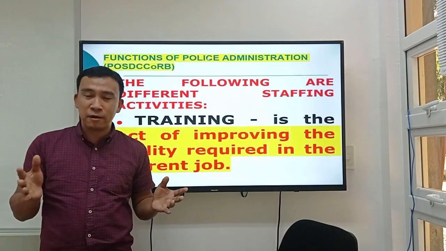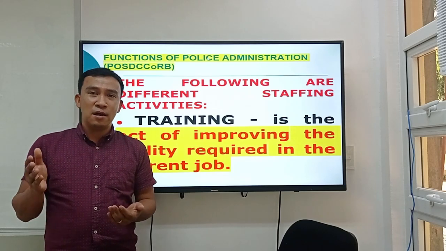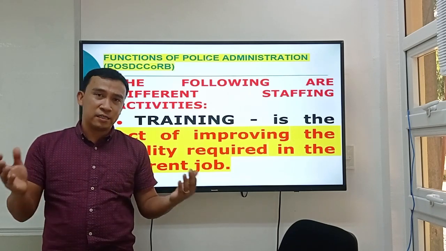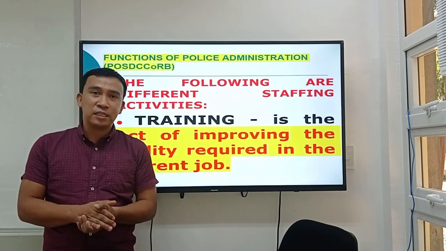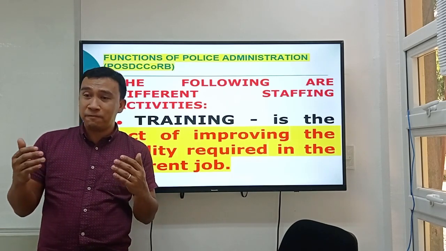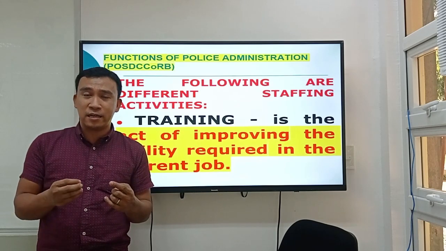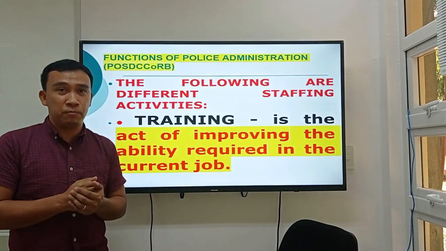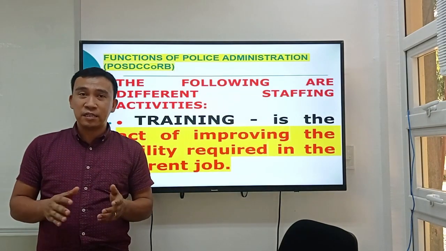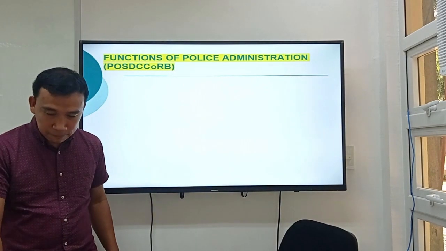Every now and then, mayroong training, may seminars, may workshop, attend sa mga convention, schooling, for how many days, para siya ay talagang maging fit at madagdagan ang kanyang knowledge at maging effective pa sa kanyang current job or current position. Ang tawag dyan is training. Okay? Next.